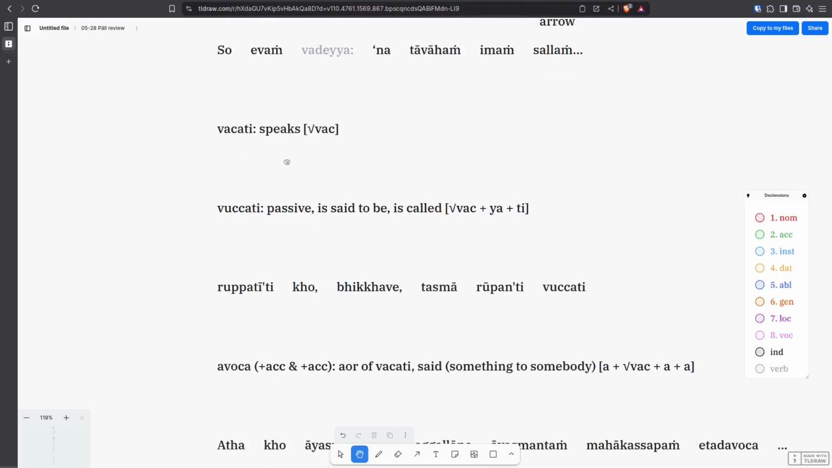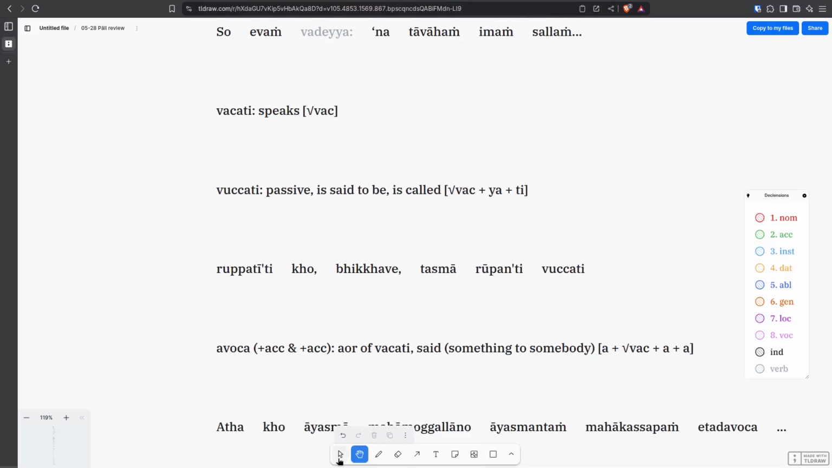But in this form, it's very rare actually. So vachati doesn't come up very often. Its most common form is in the passive. So from vachati, you see vach is the root. The passive is very common. Vuchati is said to be, is called.